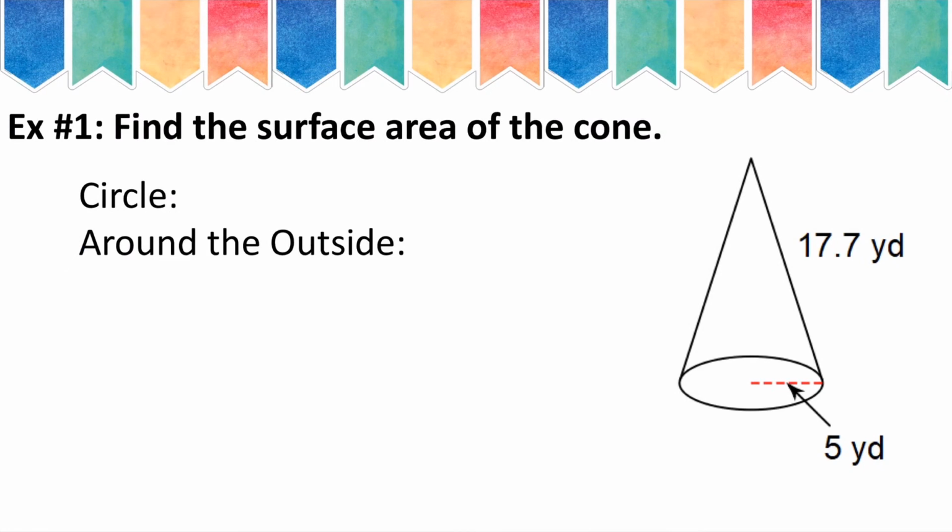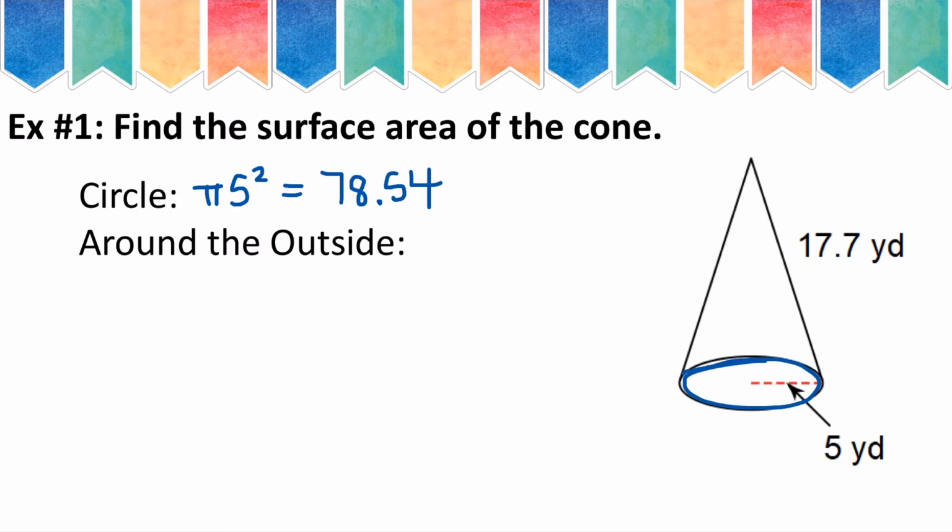Find the surface area of the cone. Well, for the circle on the bottom, we need to use pi r squared. So I will use pi 5 squared, which is approximately 78.54.